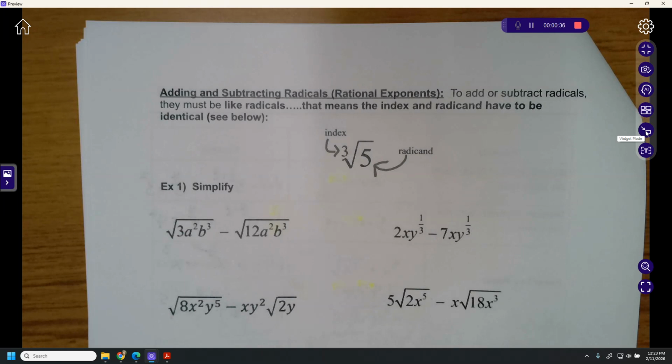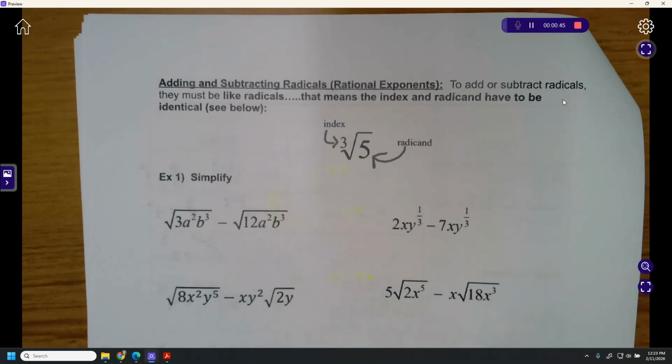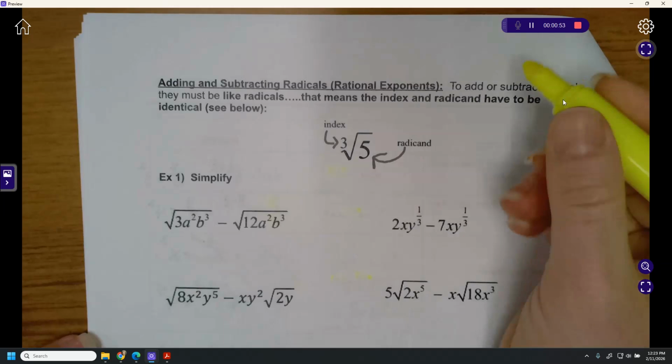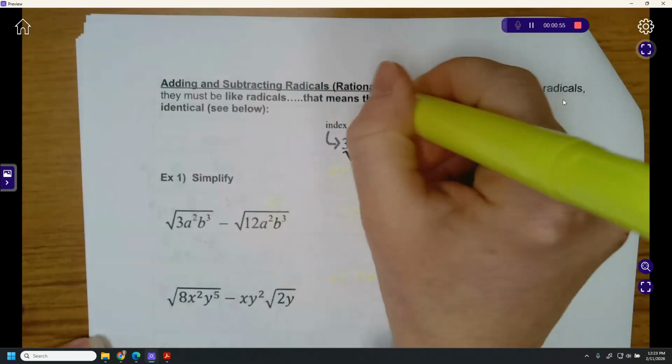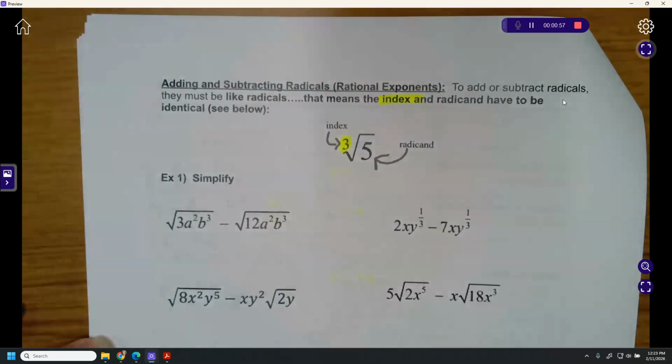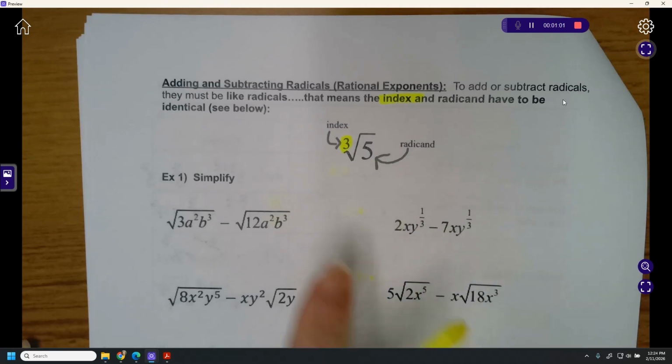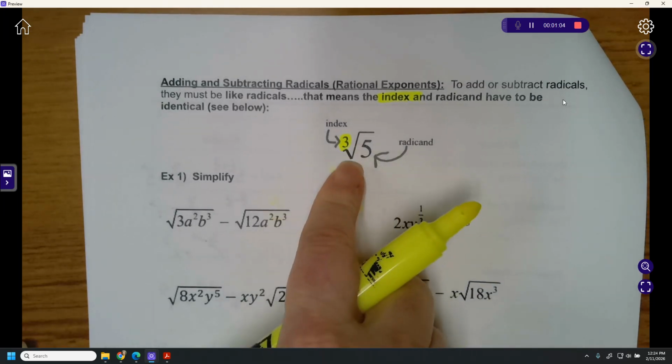Okay, so the way that we do this is we are going to make sure that we have like terms. And like terms, when we're dealing with radicals, means they have to have the same index. The index is the type of root it is. And for our purposes today, we're only going to deal with cube roots or square roots.